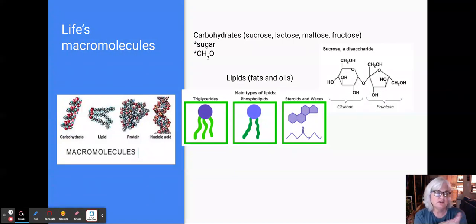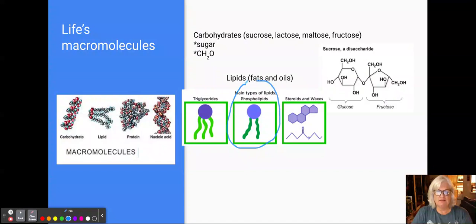When we get into cells, we're going to talk about cellular membranes. And cell membranes are made up of this type of lipid. It's called a phospholipid. But fats are really interesting. You can have triglycerides. Those are the things that you get into your blood from your diet. And if they get too high, then you have heart disease.